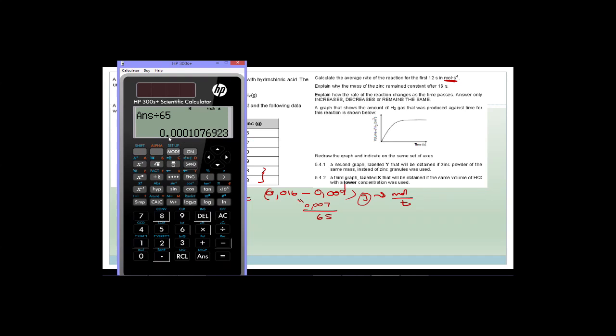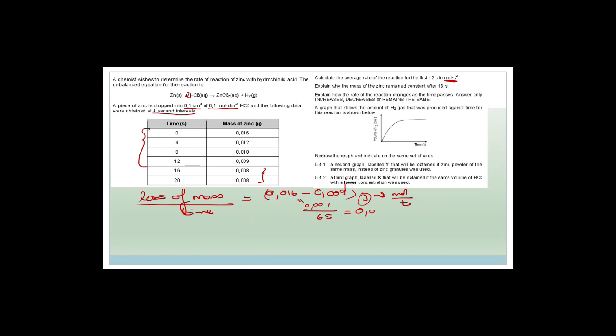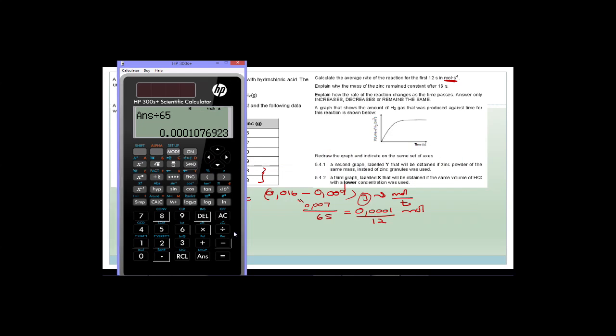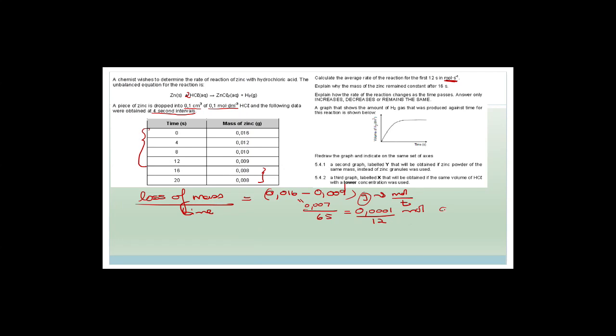Divide by 65 equals, okay, so that is going to be 0.0001, okay? So that is 0.0001 moles. Now we divide that by 12. So that becomes 8.97, so that is 9 × 10⁻⁶ moles per second. Okay. 9 × 10⁻⁶ moles per second.